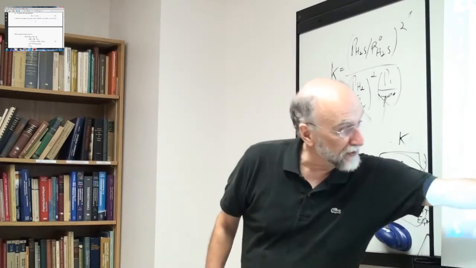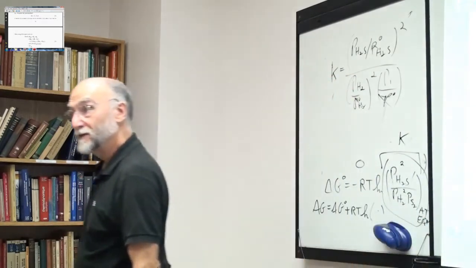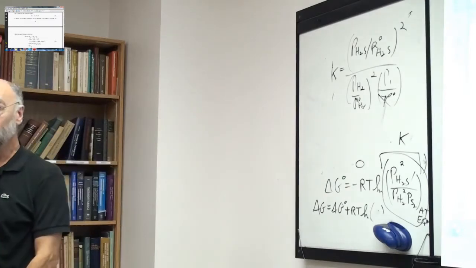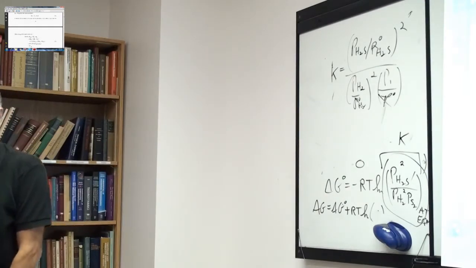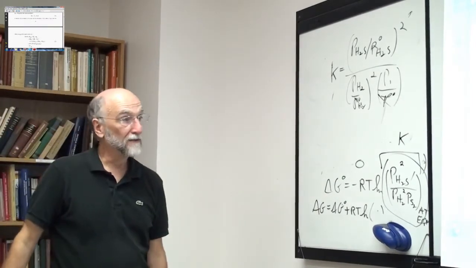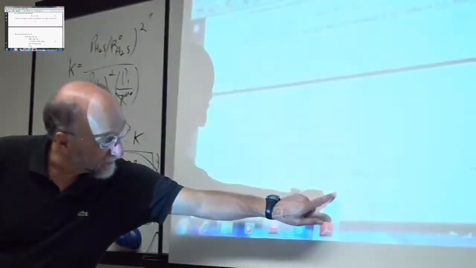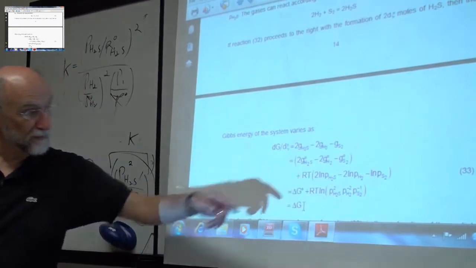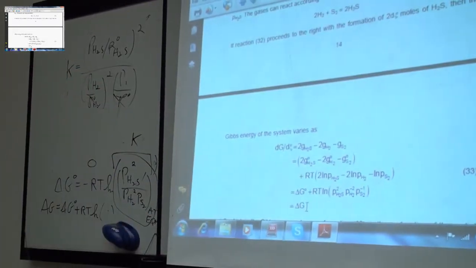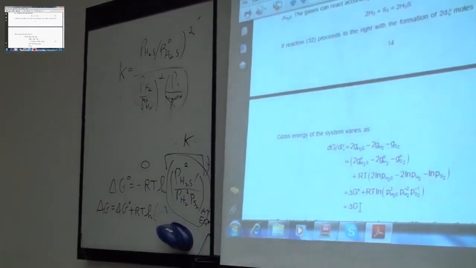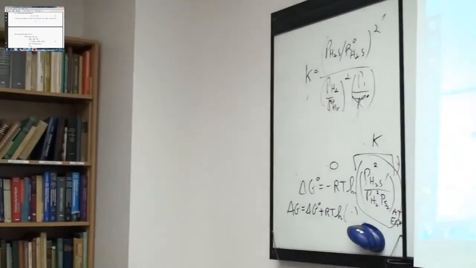If these pressures are not in bar, then it won't work, because then you have to divide by whatever your standard state is. If you have partial pressures in torr, 760 torr to an atmosphere, then pH2S is the pressure divided by 760. Okay, so the equilibrium constants are dimensionless.